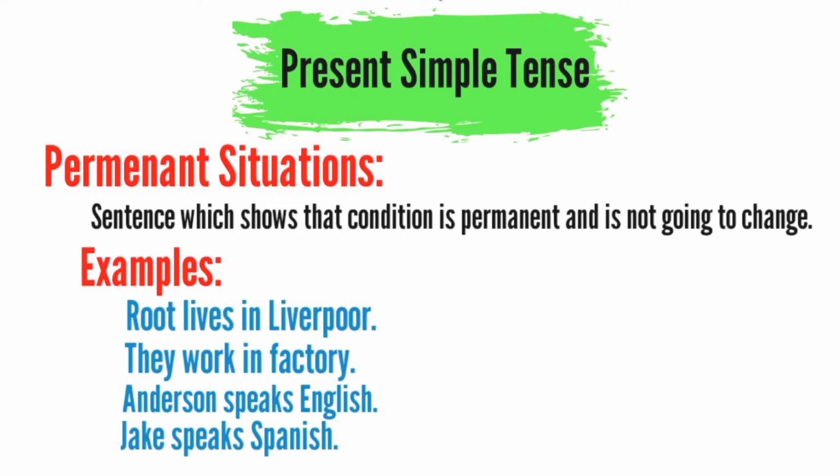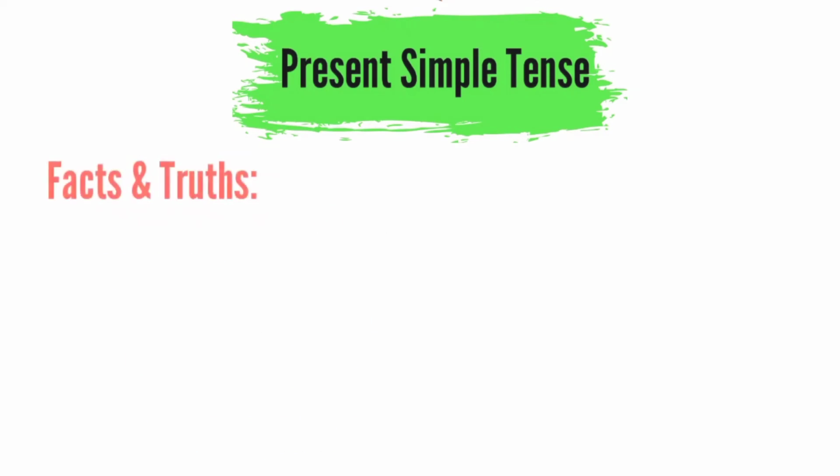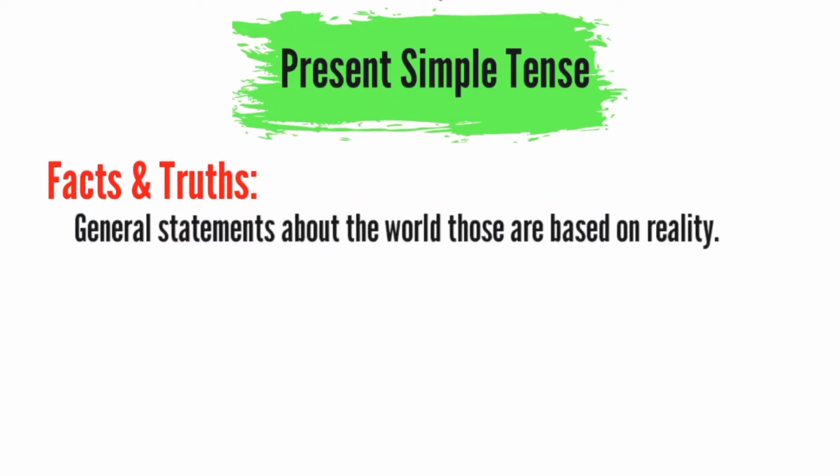Let's discuss the next use of present simple tense that we know as the facts and the truths of the world. Now, what are facts and truths? It's a sort of statement about the world. Those statements are true, and I'll give you examples so that it will become clearer to you while understanding.